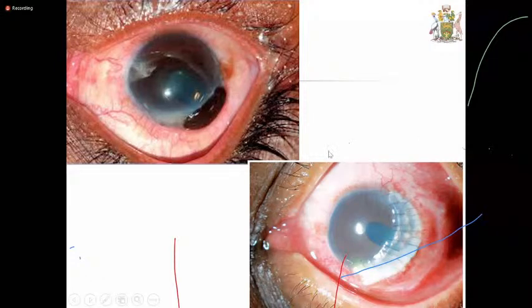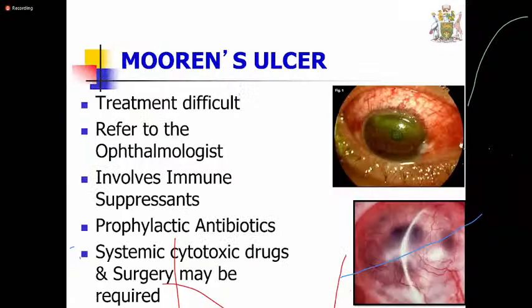So this is sorted out by doing a patch graft. So this area is excised. The area of the cornea is excised. A corneal graft is put in place and sutured. The challenge in these cases is that since it's immunological, you'll find the body, the issue which was there will continue, and you'll have, in some cases, melting of the graft again. So Mooren's ulcer is very difficult to treat.